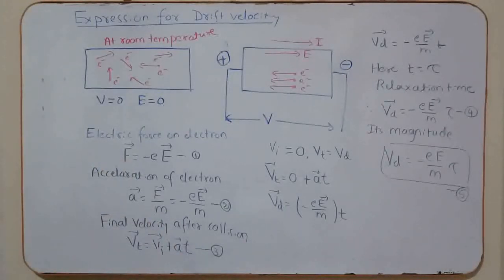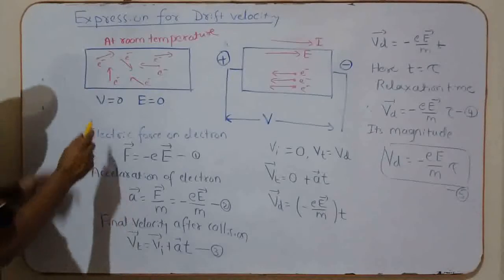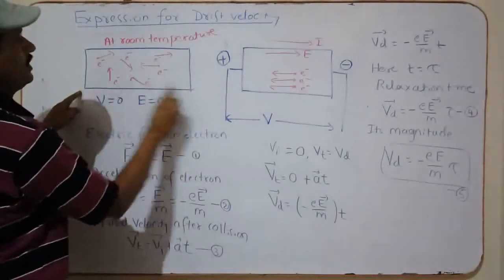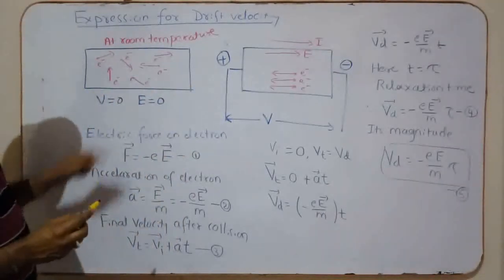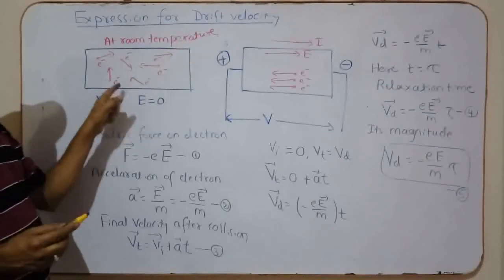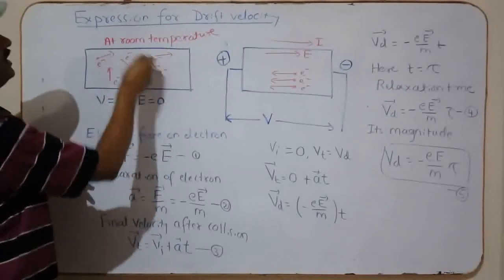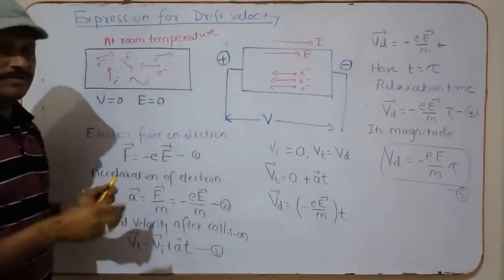There is no potential difference applied across the ends of the conductor. At that time electrons are random in nature. This is the conductor now. See here. Now at room temperature, the electrons inside the conductor move randomly.